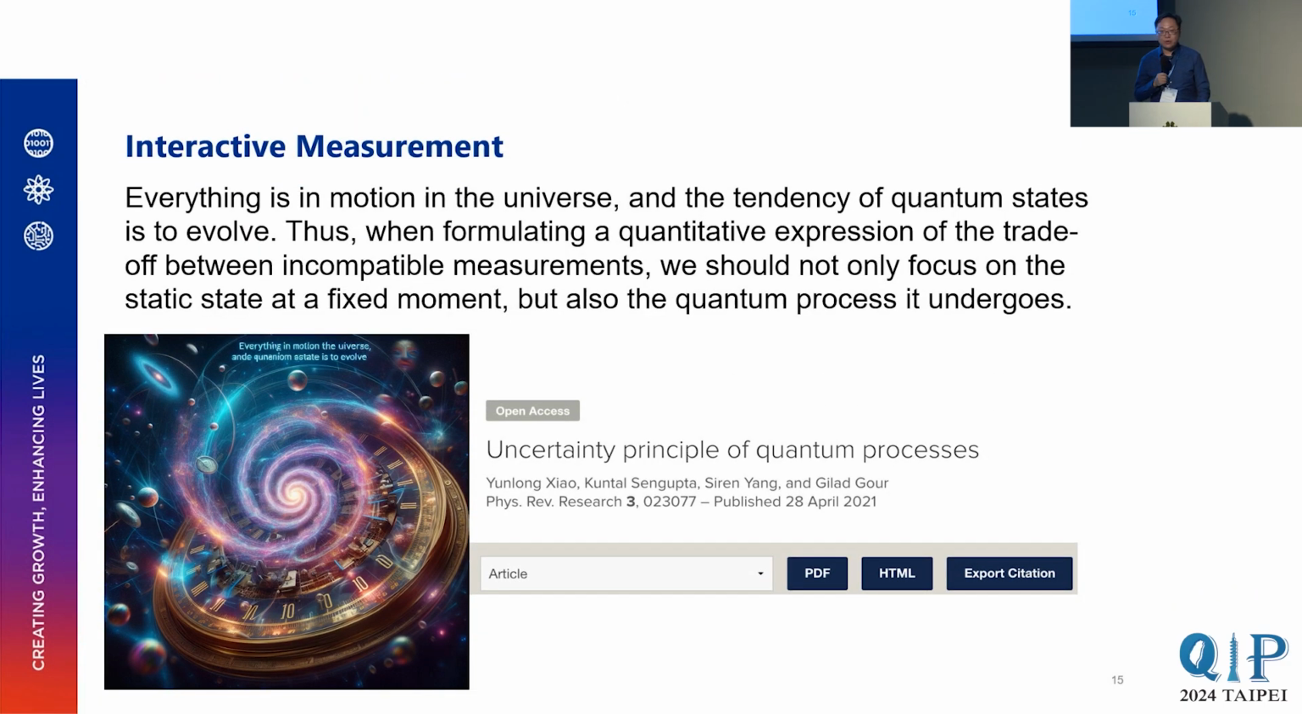Interactive measurement is very important. The motivation comes from at least two parts. The first one is that previously we investigated uncertainty relation for quantum states, but we have never asked the following question: does uncertainty relation for a quantum state ever exist? Because a quantum state at a fixed time does not exist. The system will always evolve due to the Hamiltonian. So at least we should focus on uncertainty relation for quantum processes. If you are interested, we have already introduced an uncertainty principle for quantum processes.